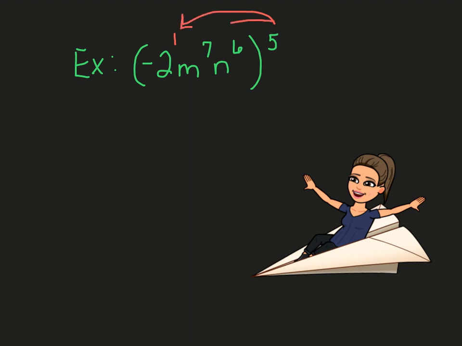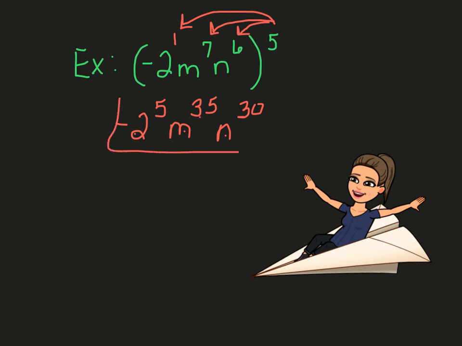It doesn't matter. So we're going to multiply 5 times all of these powers in there. So this would be negative 2 to the 5th power, m to the 35th, and then n to the 30th. Just so you can see, I wrote down my bases, negative 2, m, and n, and then I multiplied 5 times 1 and got 5, 5 times 7 and got 35, 5 times 6 and got 30. So that's your answer. Looks bad, but that's all you have to do.